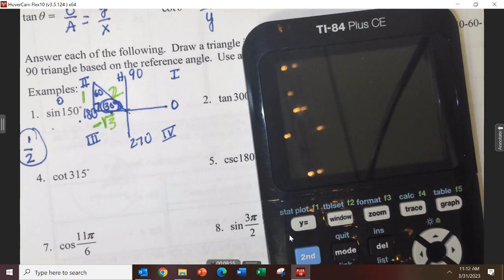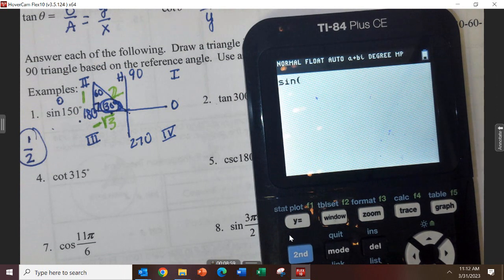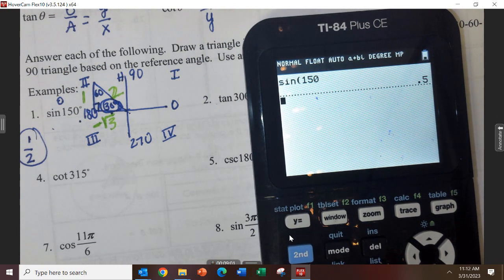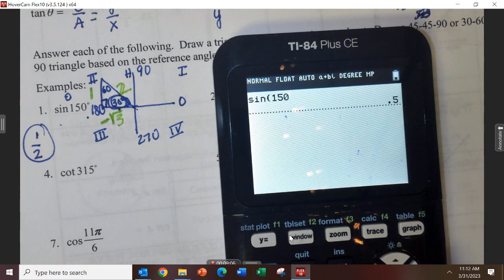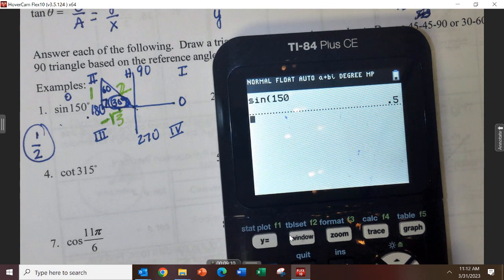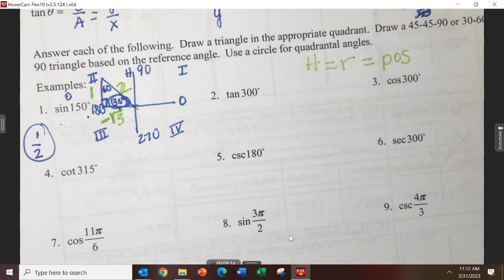Let's check it on the calculator. I type in the sine of 150 degrees. And it is 0.5, which is 1/2. Okay? Questions on that? All right.